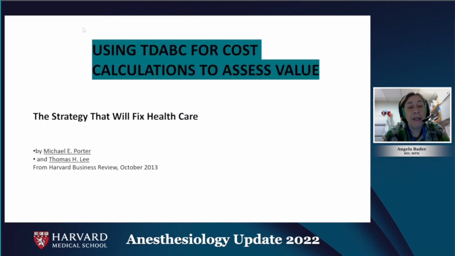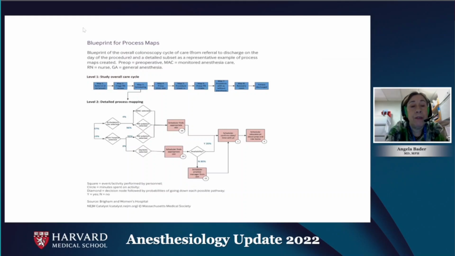I would highly recommend this article by Porter and Lee, which was in the Harvard Business Review in October of 2013. What they propose is a strategy called TDABC, or time-driven activity-based costing, which provides the ability to conduct the cost calculations that will help you assess value. We published this article in the New England Journal Catalyst, and what we did was use this methodology to look at triage in the endoscopy suite.